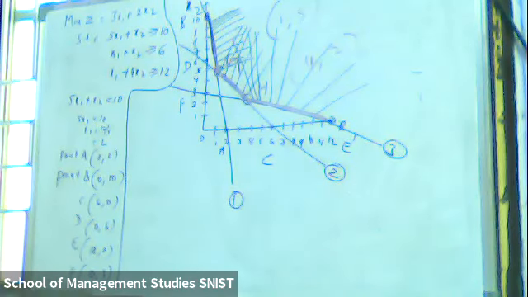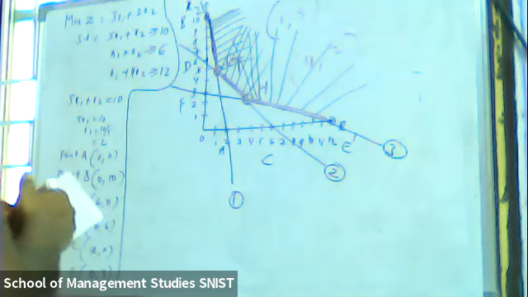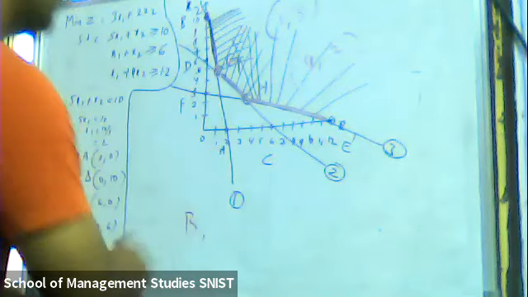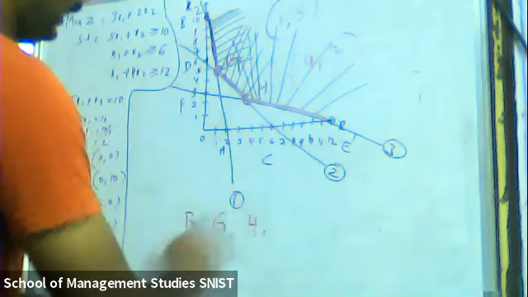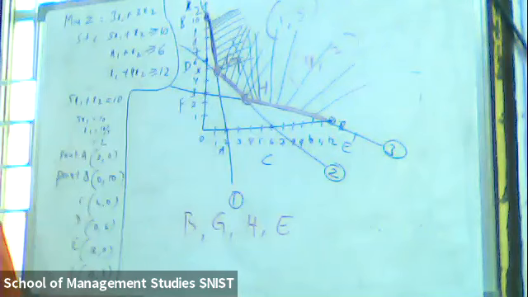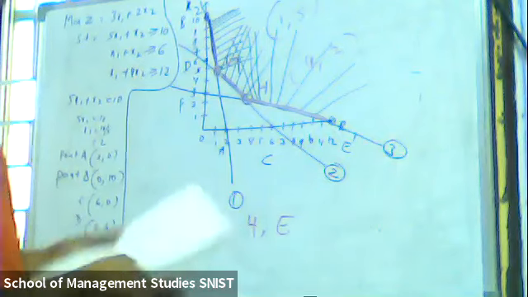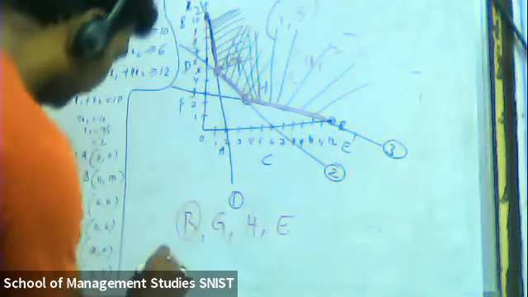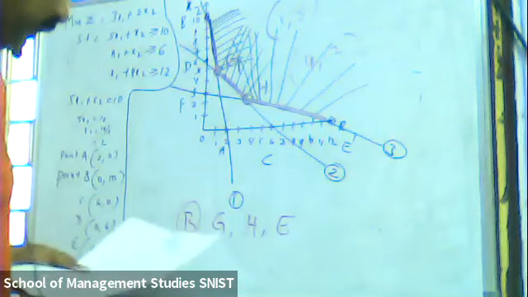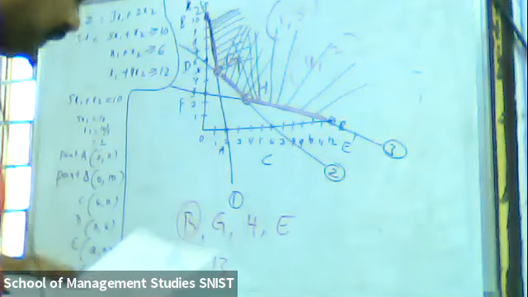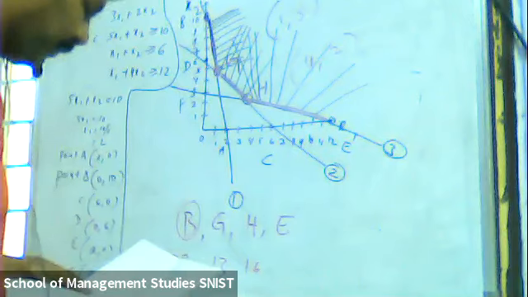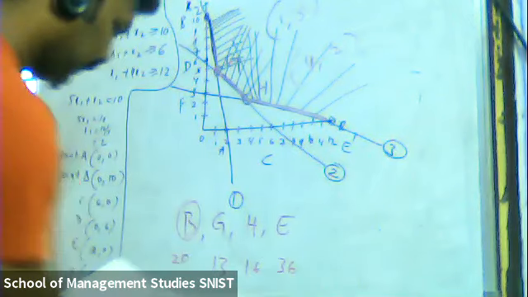Now we need to substitute these values in the objective function. Any one of you can please tell me which points I need to take to substitute? B, G, H, and E. So if you substitute point B values in the objective function, you are going to get 20. If it is G, you are going to get 13. If it is H, you get 16. And if it is E, you get 36.